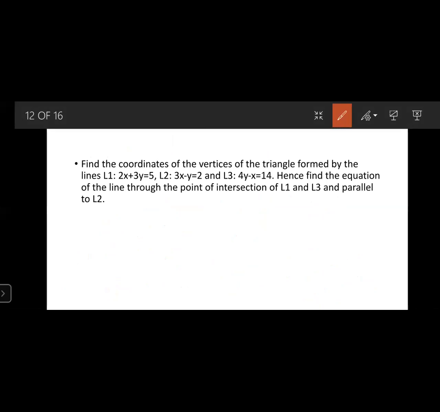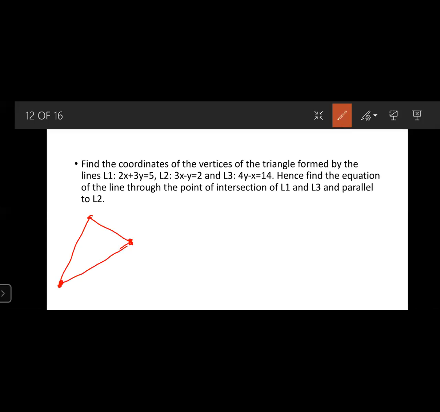Find the coordinates of the vertices of the triangle formed by the lines. We have three lines, and three lines form a triangle. L1 is 2x plus 3y equals 5. L2 is what? 3x minus y equals to 2. And L3 is what? 4y minus x equals to 14. It says find the coordinates of the vertices. I want to believe you know what is meant by vertices. When you have a triangle, the point where two lines join. Yeah, so these are the vertices.